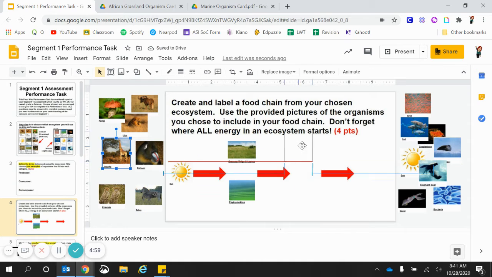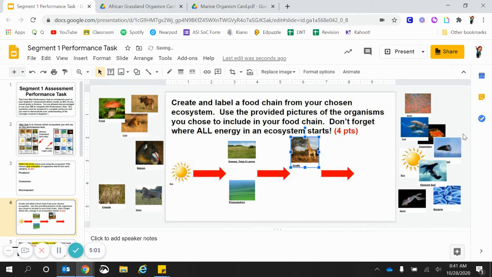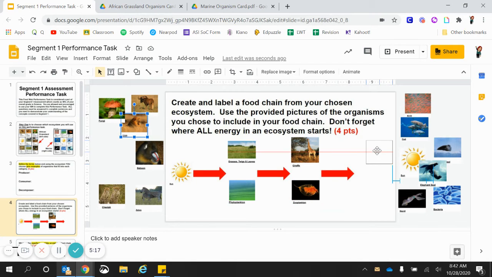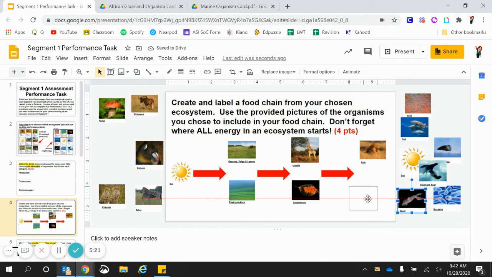So I'm going to drag the giraffe, and then over here, I probably would have dragged over the zooplankton. Now, again, you should not have had both. You should have had just one or the other. I'm showing you both though. And then I would have chosen the lion as my top apex predator, and probably the squid over here because I know the squid eats the zooplankton. All right, so it should have only had 4 pictures total within this slide.